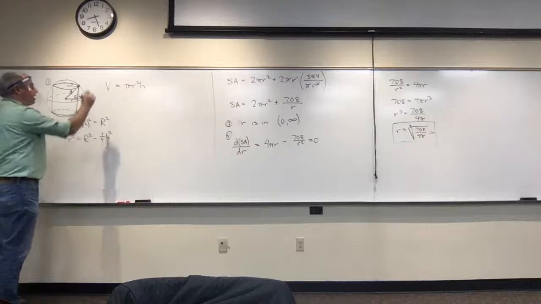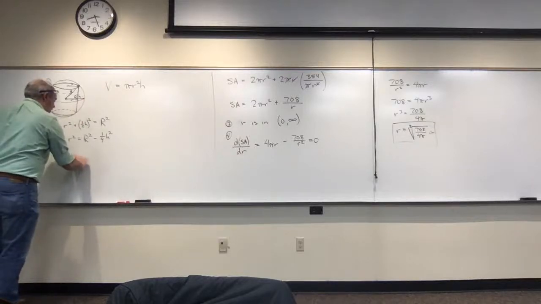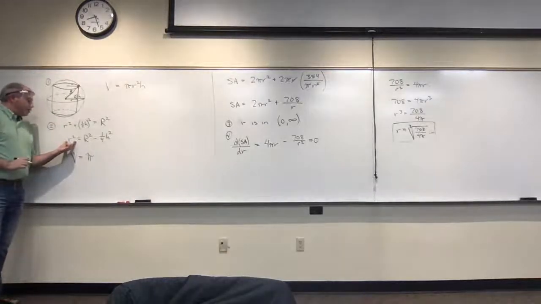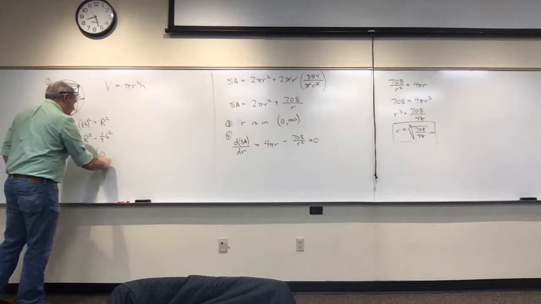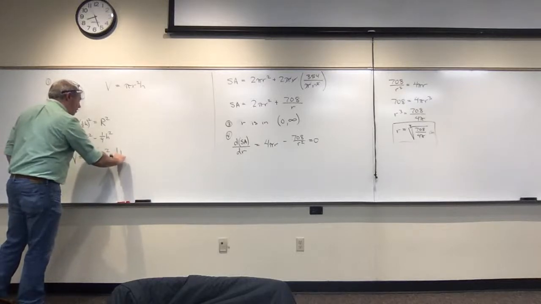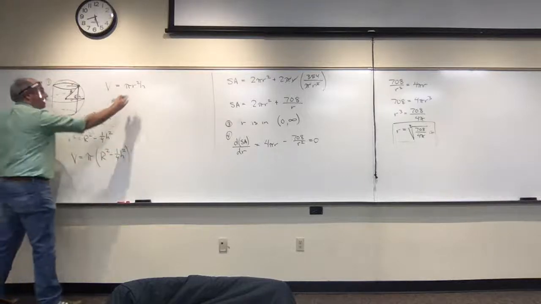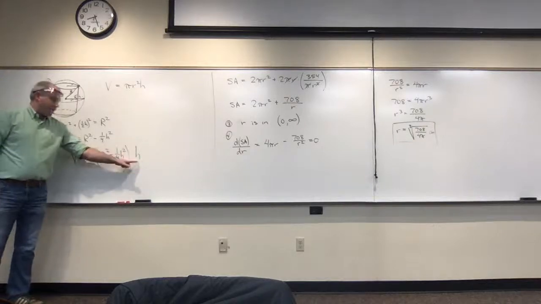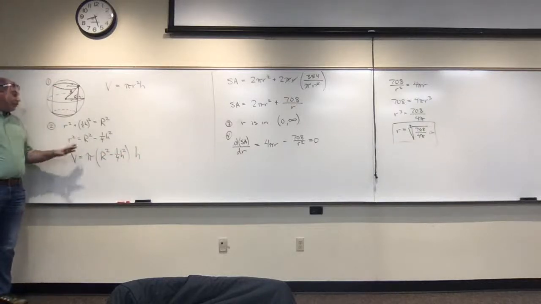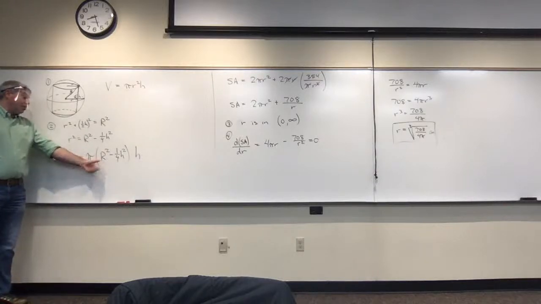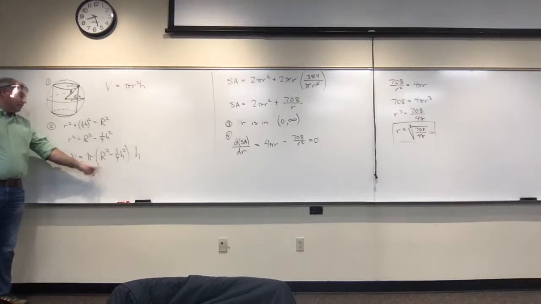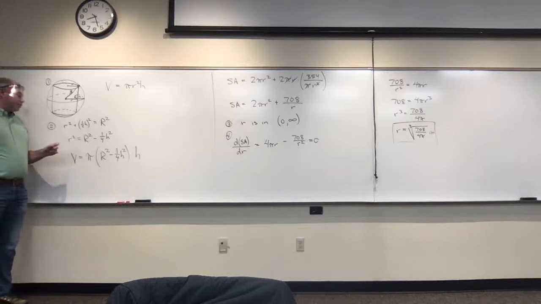So now I could rewrite my volume formula as V equals pi r squared h, but r squared is capital R squared minus 1/4 h squared, times h. So pi r squared h. But now I've gotten rid of all of the variables except h. And you might say, wait, what about capital R squared? It's just a number, right? So that might as well be 7. And now we're ready to go, so to speak.